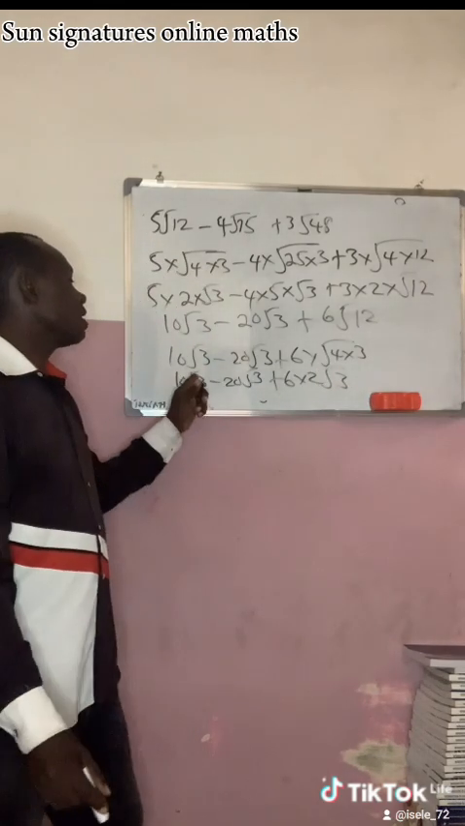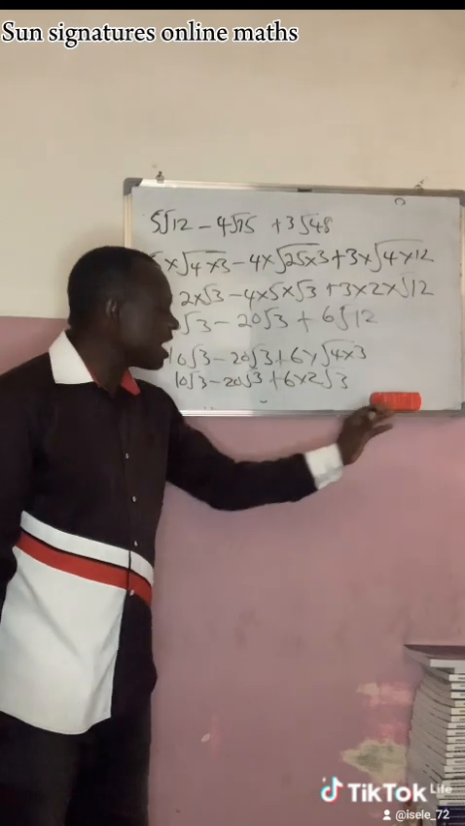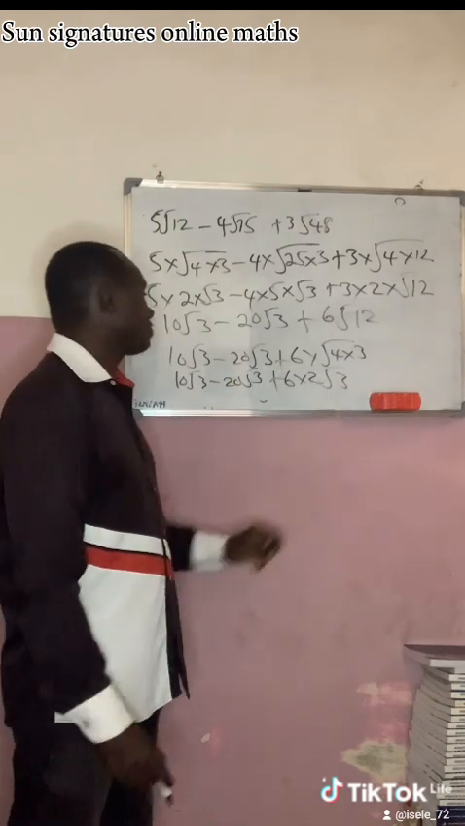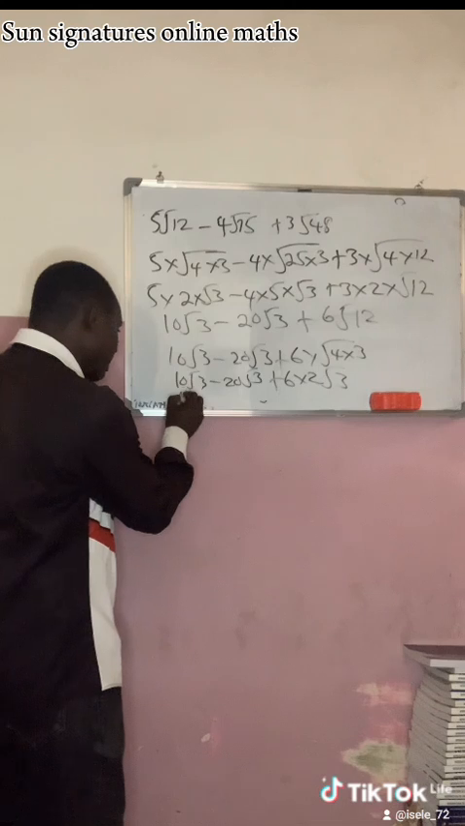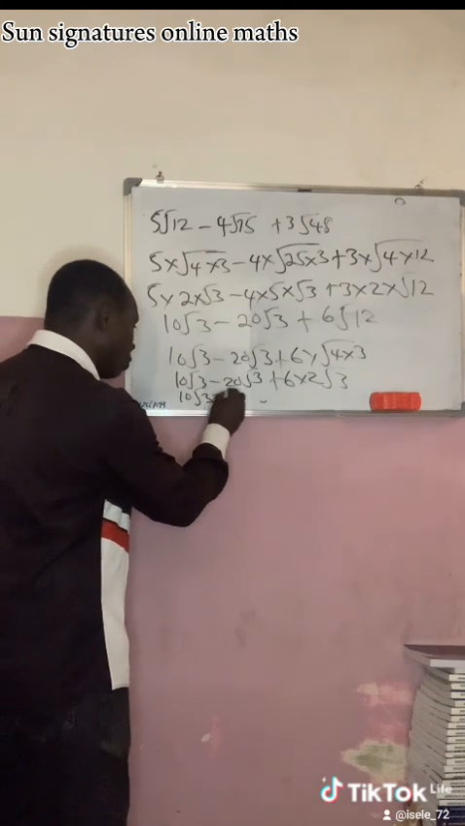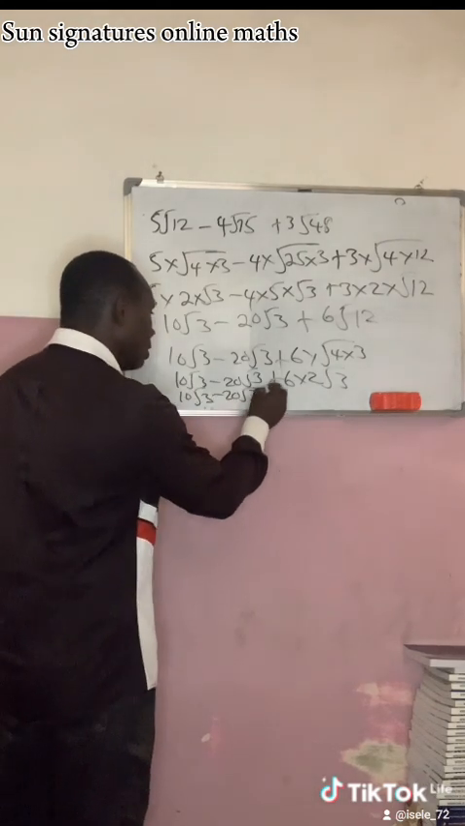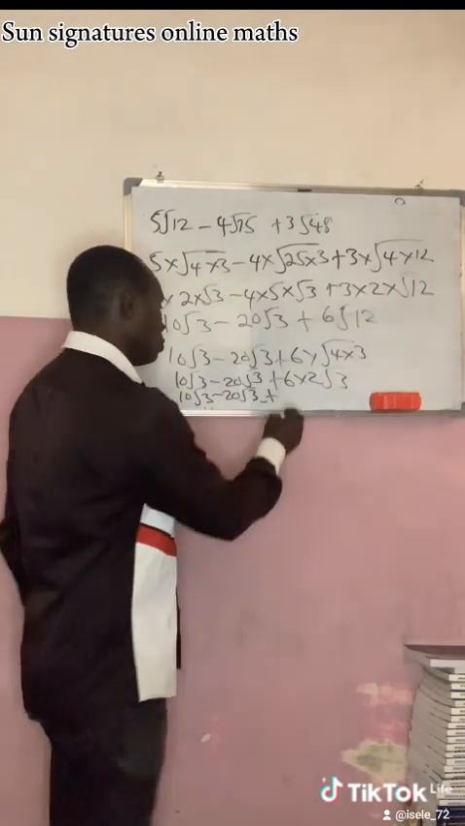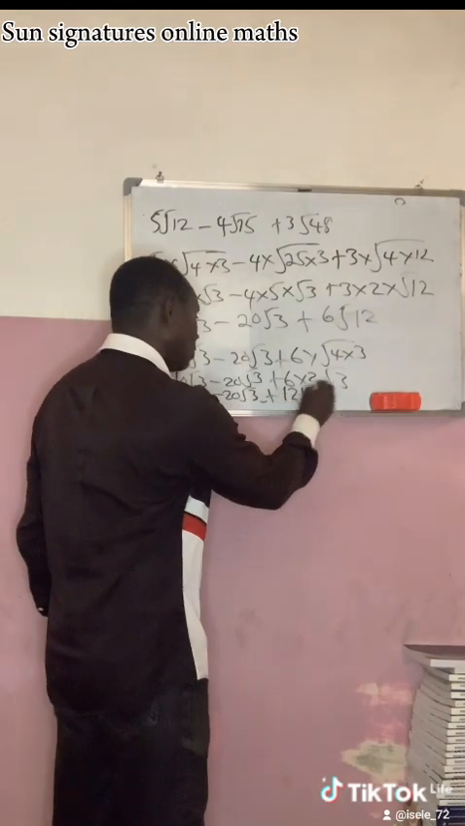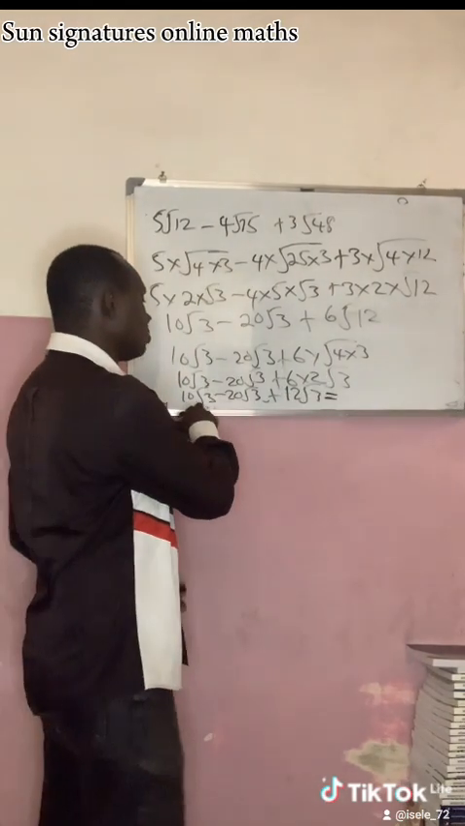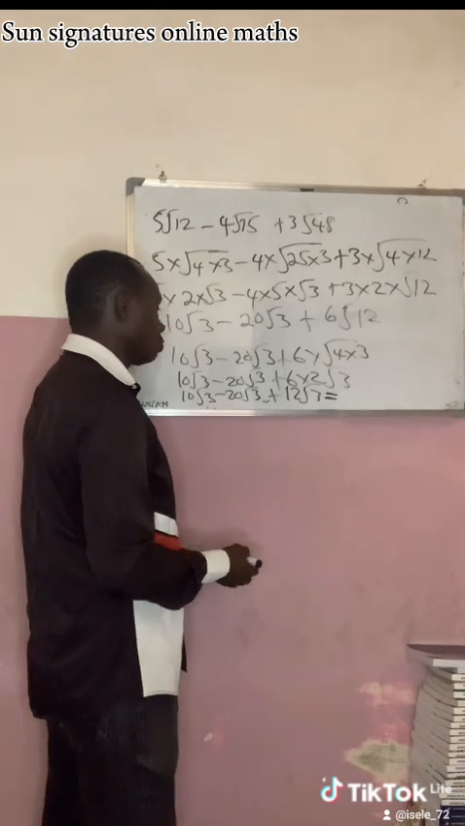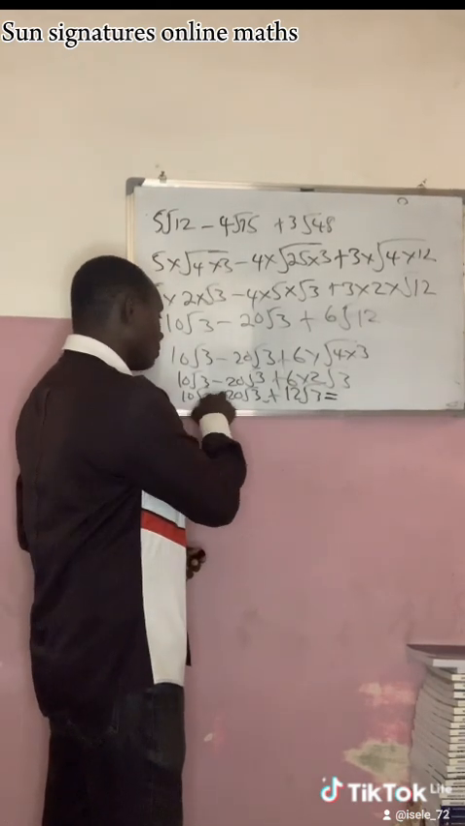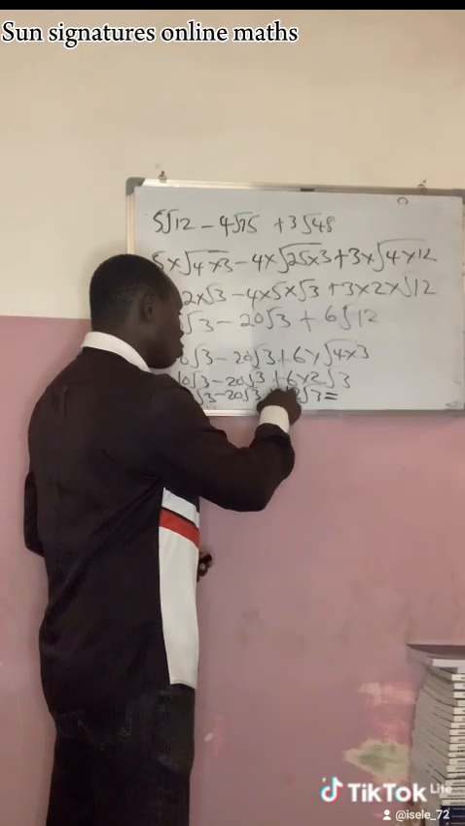So you can see that we have simplified everything. Everything has a square root of 3. So I now have 10 the square root of 3, minus 20 the square root of 3, plus 6 times 2, which is 12, the square root of 3. Now, with simple addition and subtraction, we can arrive at the final answer, because this is 10 square root of 3 minus 20 square root of 3 plus 12 square root of 3.